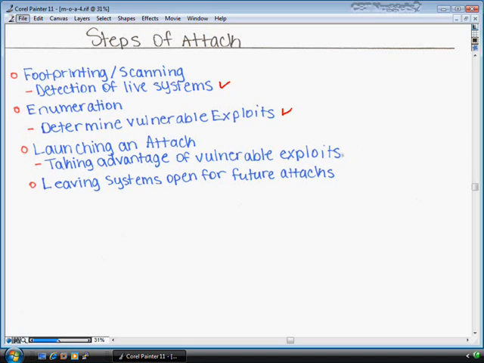And then they will follow up the actual attack with trying to leave the system open for future attacks by using rootkits or backdoors, or they may try to cover their tracks so no one detects exactly what they did to the system when they stole the data. So that's pretty much the 4 basic steps that a hacker will take when they go to attack a network.